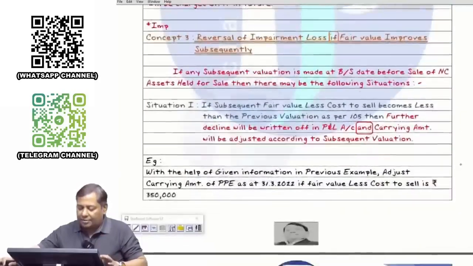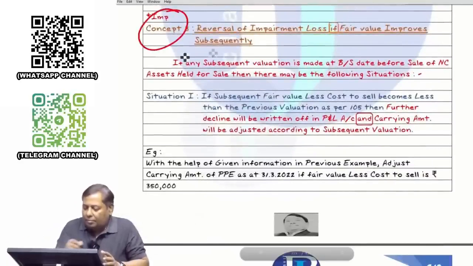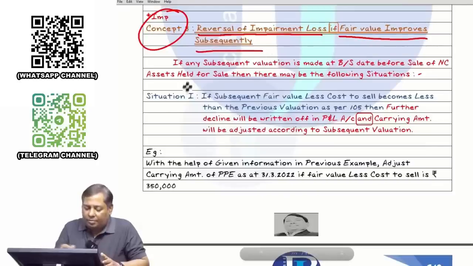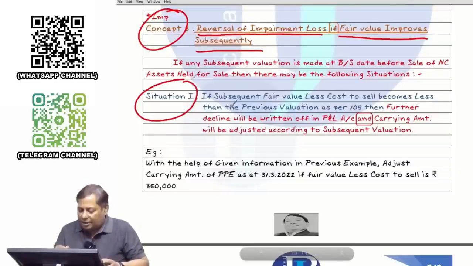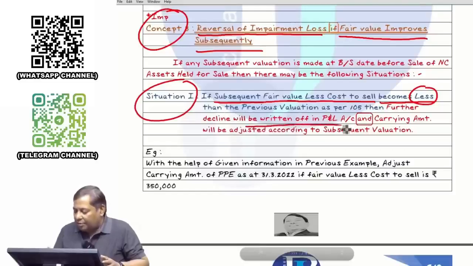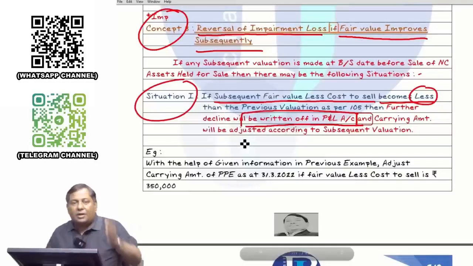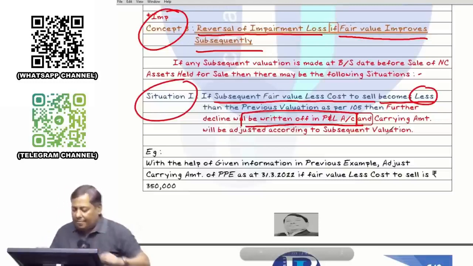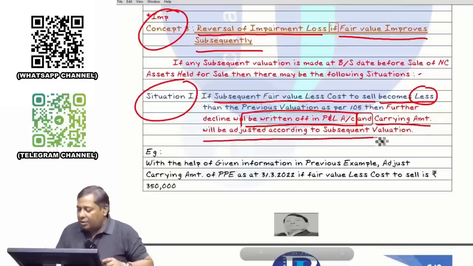Then concept number 3 came. The story of impairment loss reversal began. If fair value improves, I filed the first case in this regard. Situation 1. See, what was it? If the subsequent fair value less cost to sell, this is called NSP, decreases, if it becomes less, then we will write it off in the profit and loss account. If 680 becomes 670, write off 10,000, and your new carrying amount will be 670. The carrying amount will be adjusted according to the subsequent valuation. This was the first case.